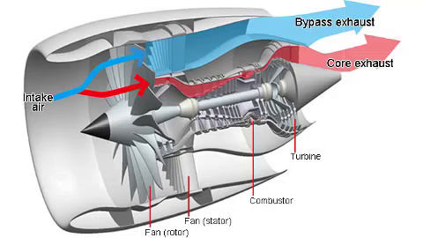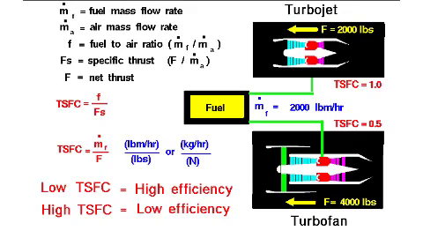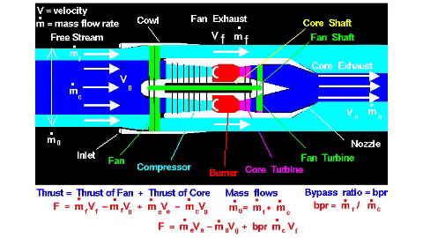The ratio of the air that goes around the engine to the air that goes through the core is called the bypass ratio. If the fuel flow rate is the same for the turbojet and turbofan engine, the turbofan will generate more thrust because the flow of discharged gases gets accelerated by the bypassed air. This means that turbofan engines are more fuel efficient than turbojets.